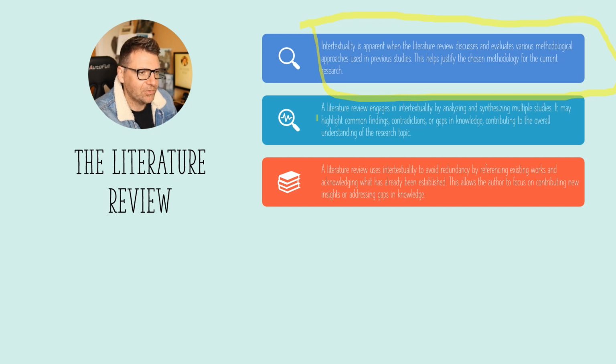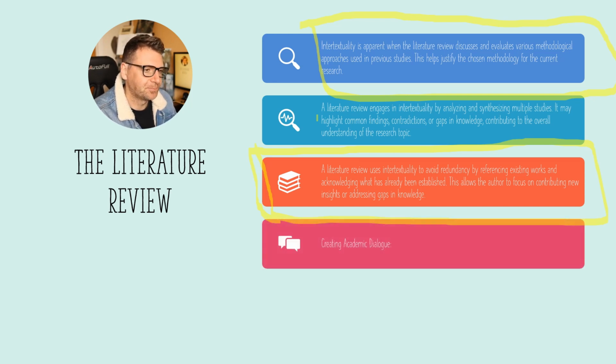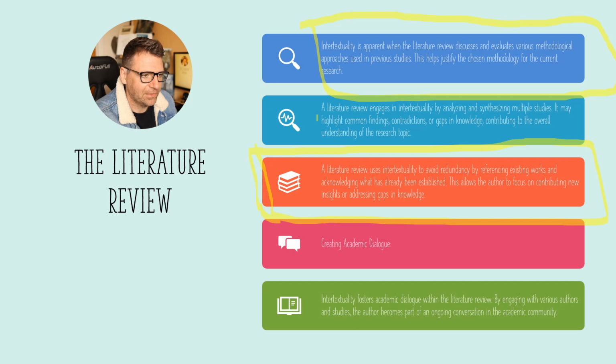Now, it uses intertextuality to avoid redundancy by referencing existing works and acknowledging what has already been established. This allows the author to focus on contributing new insights or addressing gaps in knowledge. That's basically saying you don't have to preamble or prologue your study with way too much information. It's only the important stuff that's relevant to your research question, okay? And then the final one is it fosters academic dialogue within the literature review. By engaging with various authors and studies, the author becomes part of an ongoing conversation in the academic community.